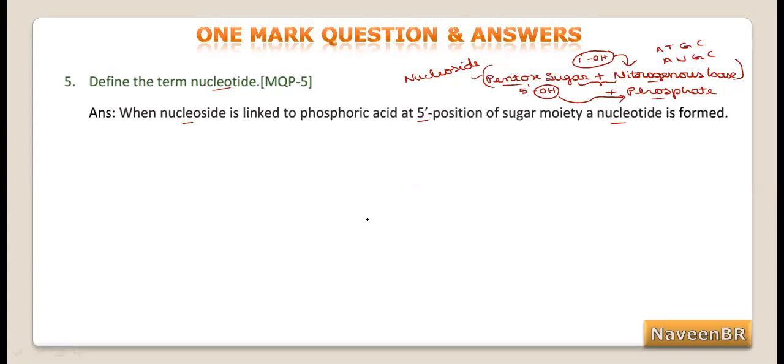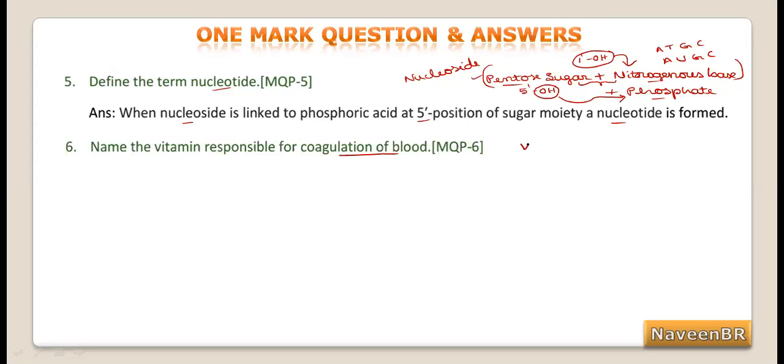Now we'll consider the sixth question from the model question paper from the PU board. Name the vitamin responsible for coagulation of blood. We learned water soluble vitamins and fat soluble vitamins, with their simple sources, and the deficiency diseases caused by such vitamins. Now, coagulation of blood or blood clotting takes place. We have seen one of the fat soluble vitamins, it is vitamin K, which is known as the anti-hemorrhagic factor.